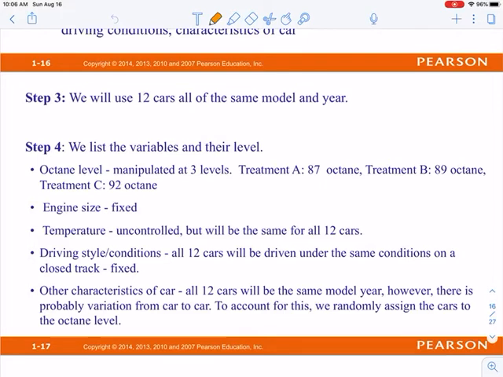Driving styles and conditions, all 12 cars are going to be driven under the same conditions on a closed track. So they're all going to be fixed. Again, how a car performs, say, in the snow, if you're driving in 4-wheel drive, is different than how it is going to perform in the summer, in the middle of the heat, or on wet roads or dry roads. Other characteristics of the car, all 12 cars are going to be the same model year. However, there is probably variation from car to car. To account for this, we're going to randomly assign the cars to the octane level.